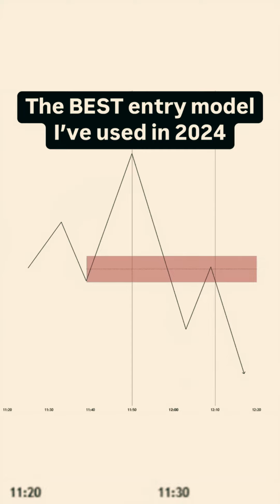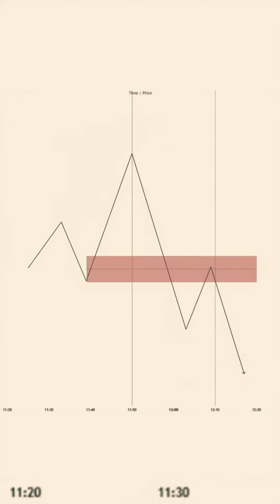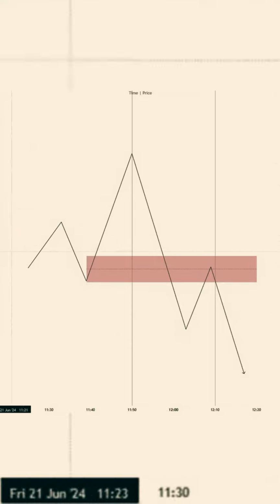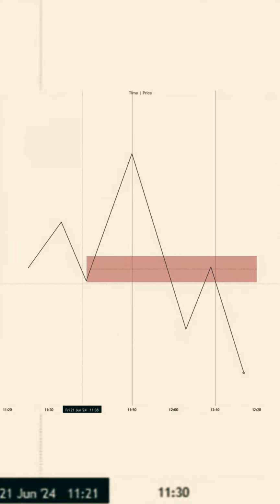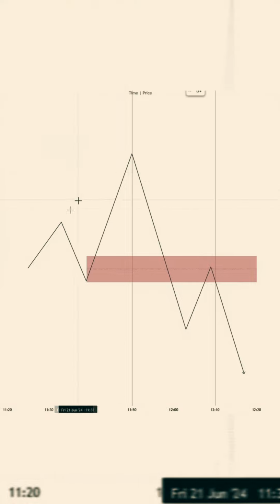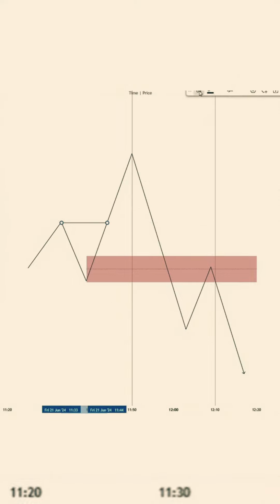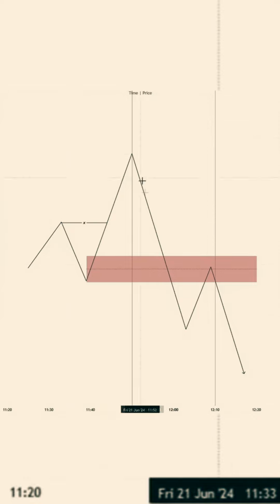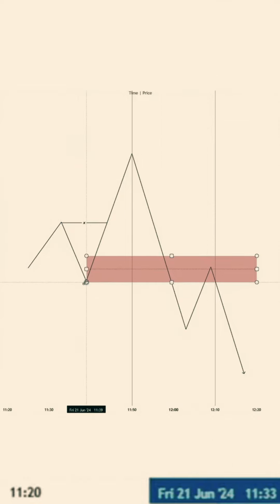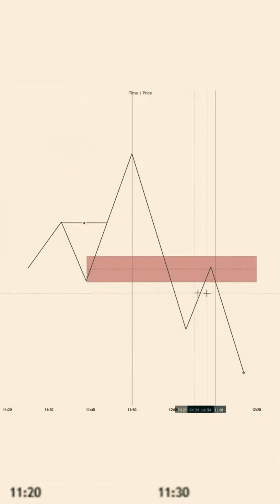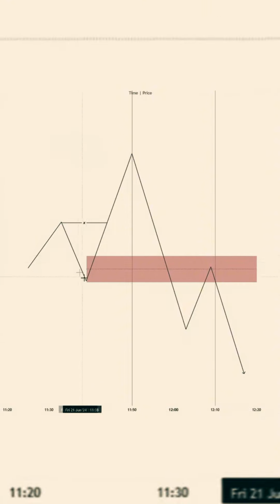This is one of my favorite entry models that I've ever used. This is known as the breaker block setup. The structure we're looking for looks something like this, where you have a high, low, a higher high that goes ahead and takes out liquidity from this previous high that we have put in, and then makes a low that breaks past the previous internal low that we had, and our breaker goes at this low right here.